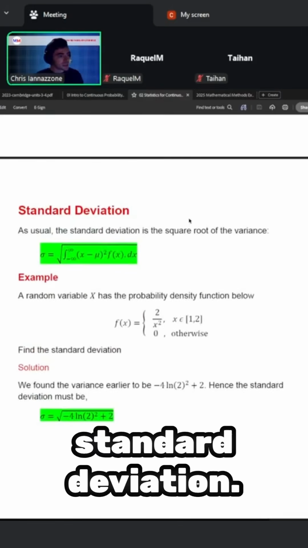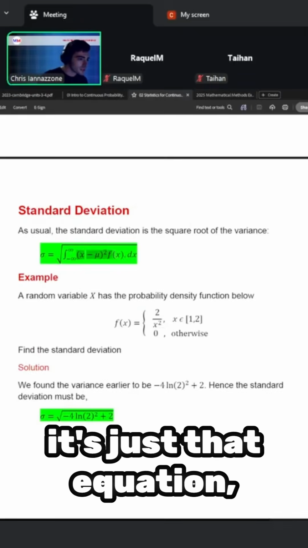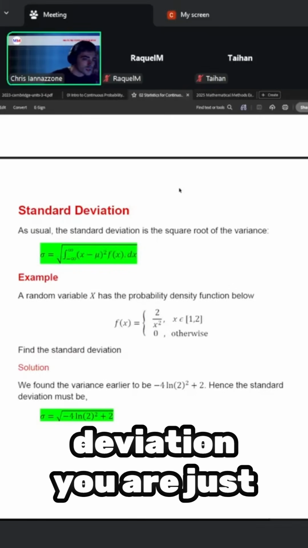Second to last is going to be the standard deviation. Standard deviation is always the square root of variance. So we already had a look at variance, it's just that equation. So if you want to find the standard deviation, you are just square rooting.